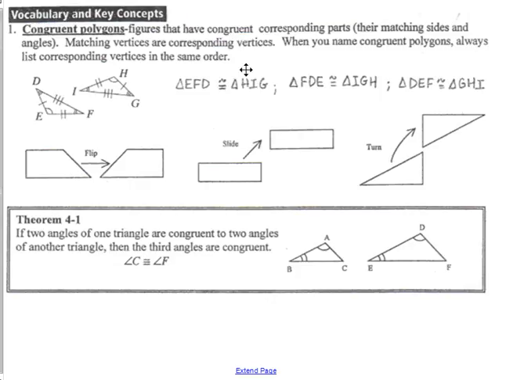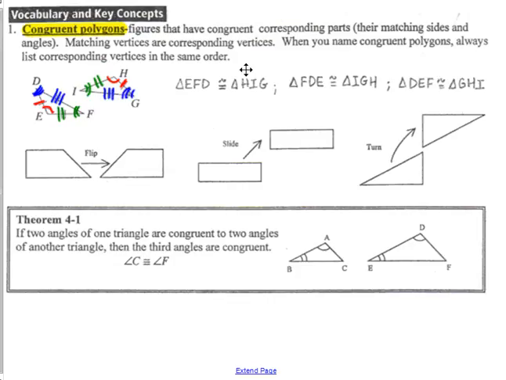are polygons that are the same. Congruent polygons. So I have this side is congruent to this side. This side is congruent to this side. This side is congruent to this side. I also have this angle is congruent to this angle. And this angle is congruent to this angle. And this one is congruent to this one.